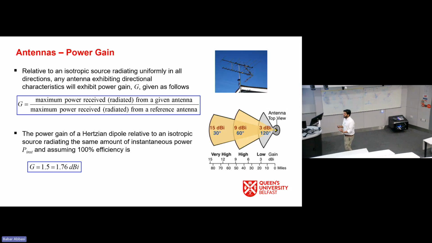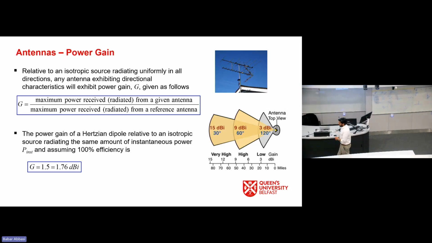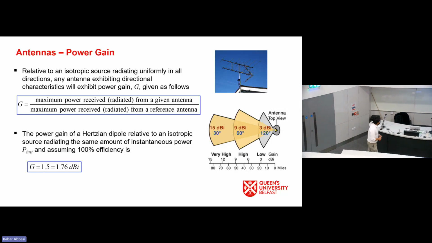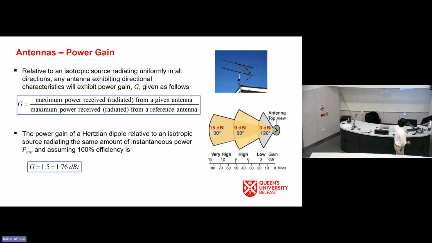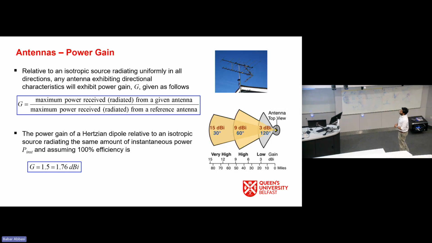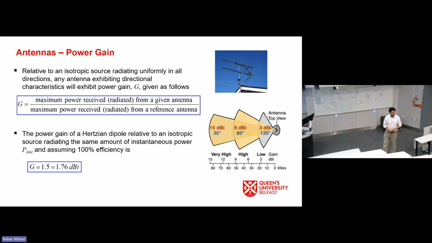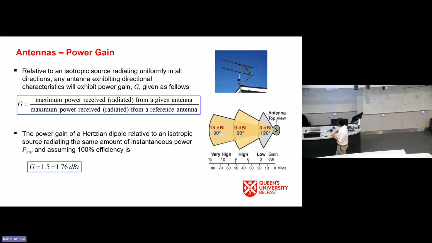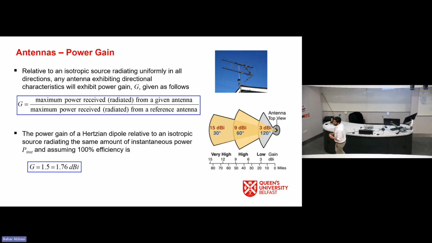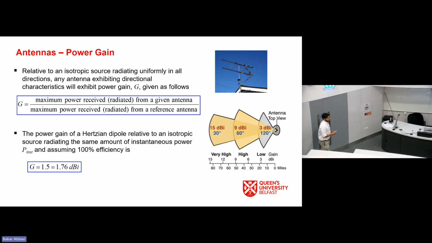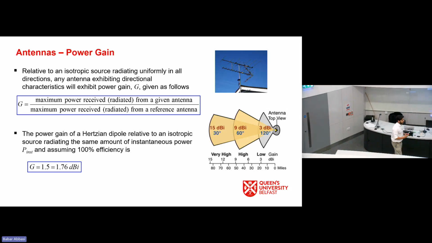So, what is a better understanding of this? This particular directivity thing is gain. Gain has two definitions. The first definition is maximum power received or radiated from a given antenna divided by maximum power received or radiated from a reference antenna. In our case, the reference antenna is an isotropic radiator. That's why the unit of gain is dBi. dB is a scale and i is isotropic. So dBi is dB isotropic. So it is kind of a relative term.